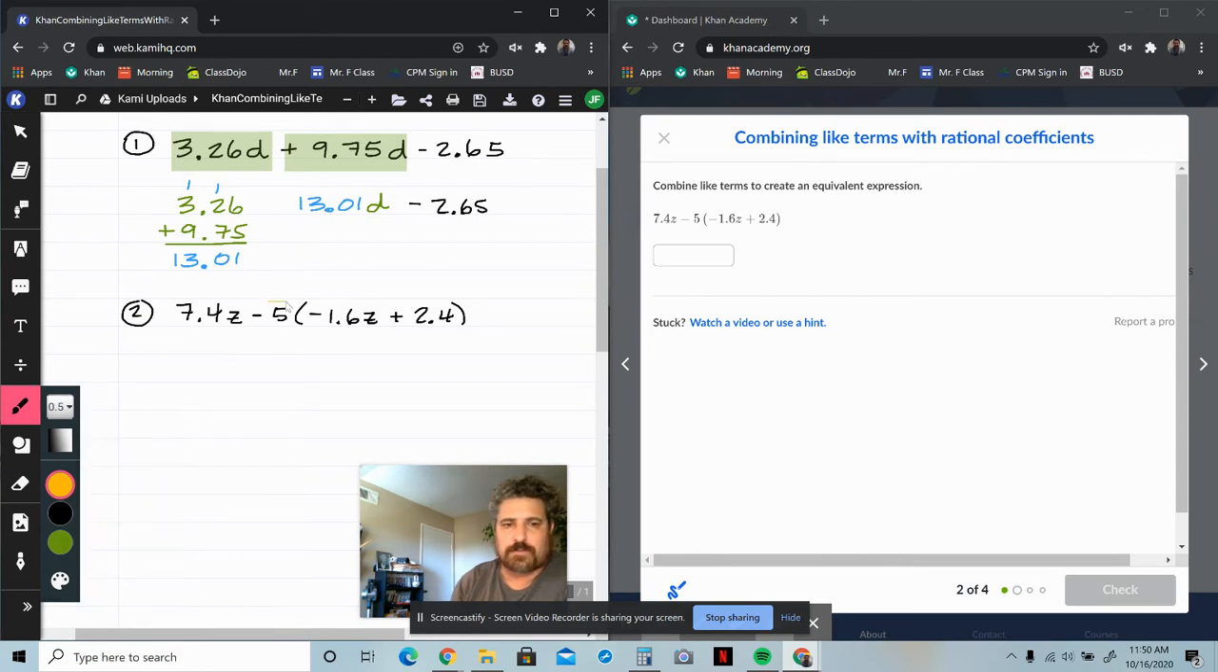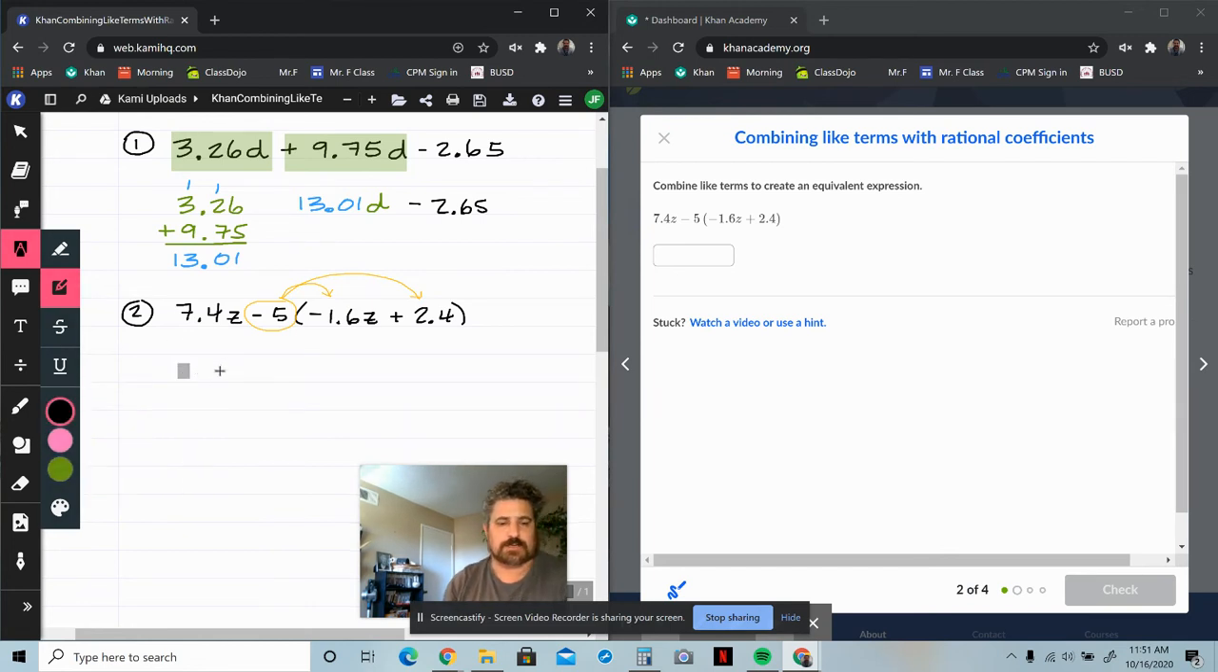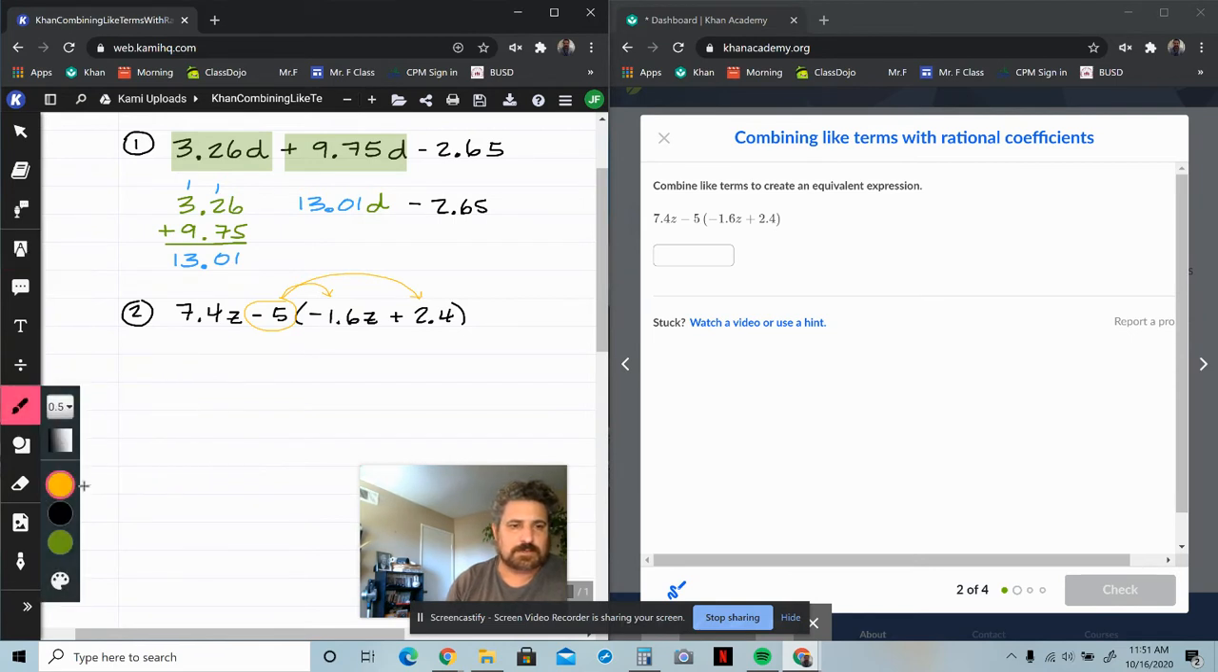You're going to multiply through by the negative 5. You always distribute before combining like terms so you can know exactly how much of each term to combine. So you're going to do negative 5 times negative 1.6z, and then negative 5 times positive 2.4. So ultimately, that's the process we're going to go through, and then we're going to combine like terms from there. So we get the 7.4z, that kind of just comes along for the ride.